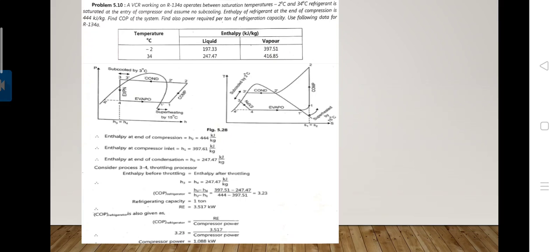Now we have to calculate the refrigerating effect, and for 1 ton of refrigeration the effect is 3.517 kilowatt. To calculate the compressor power, we again use the formula: COP refrigerator is equal to refrigerating effect divided by compressor power. So 3.517 divided by the compressor power equals 3.23, and the compressor power is equal to 1.088 kilowatt.